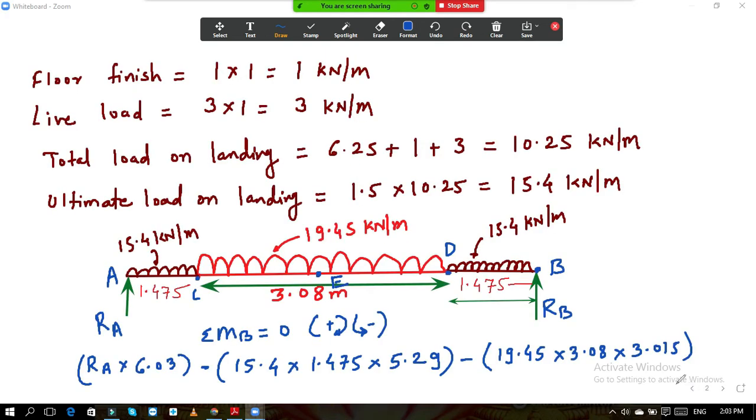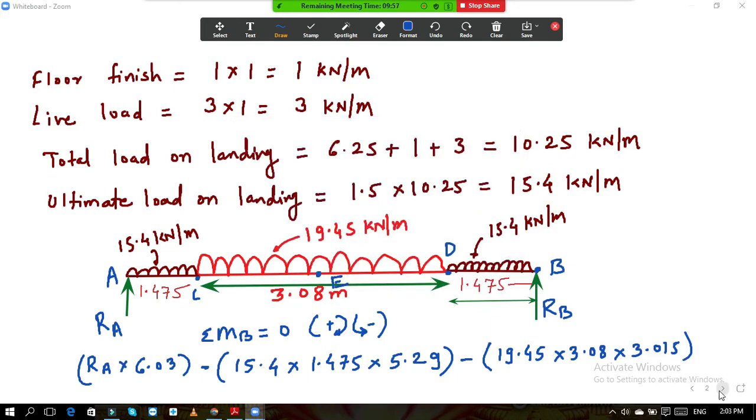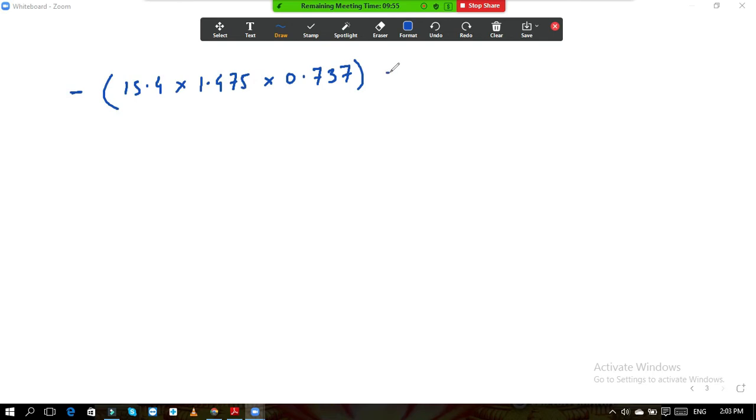I think all the terms are over. RB is passing through point B, so its moment will be 0. So all this is equal to 0. Therefore, after solving this, you will get the value of RA.